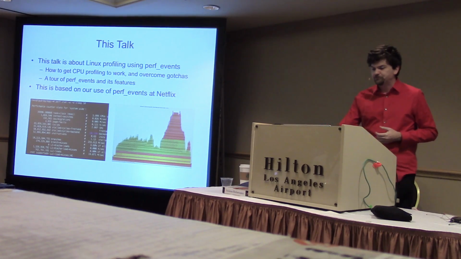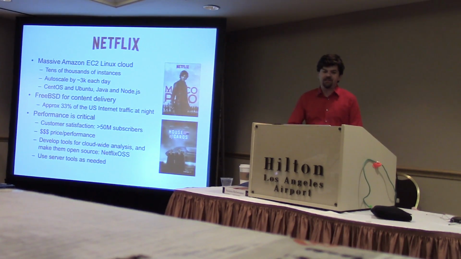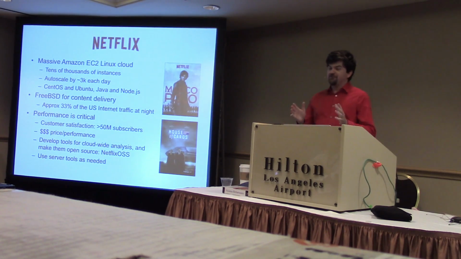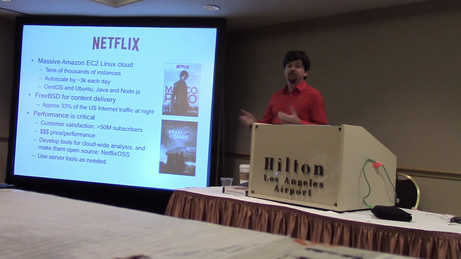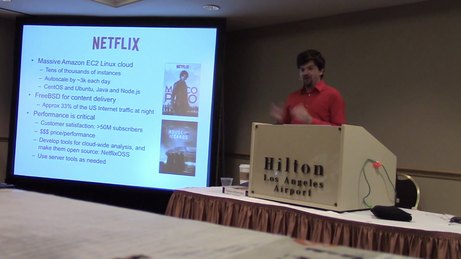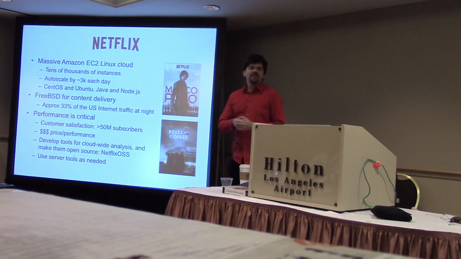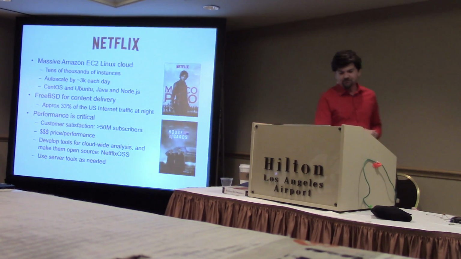As I was introduced, I work at Netflix. We have a massive Amazon EC2 Linux cloud, and we also have some FreeBSD for content delivery. Last year when I gave the keynote at Scale, the primary operating system I was working on was a fork of Solaris called Illumos, and secondarily I was using Linux. This year now the primary operating system I'm working on is Linux, and the secondary operating system is FreeBSD. So I still get to have a little bit of perspective when I'm doing operating system work to see it from a different point of view, which is really fun.